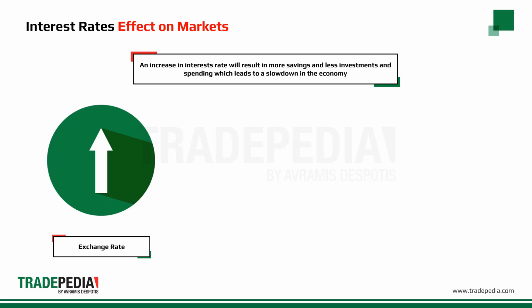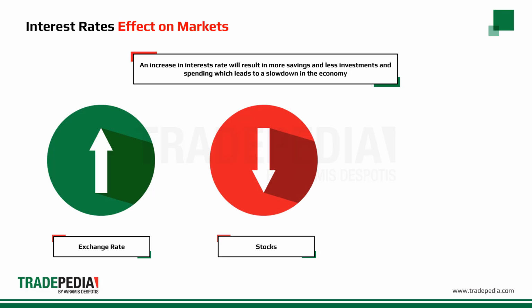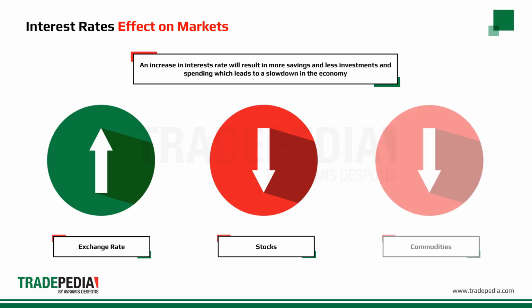Stocks and interest rates are negatively correlated. Higher rates imply higher costs of borrowing for both consumers and firms, and this will have a negative effect on stock prices. If interest rates increase, it means the cost of storing commodities will increase, and this can have a negative effect on commodity prices.